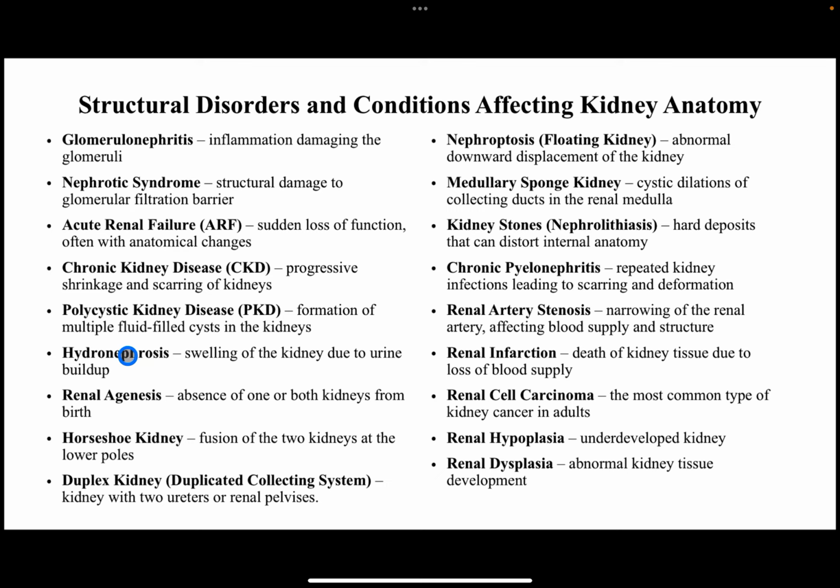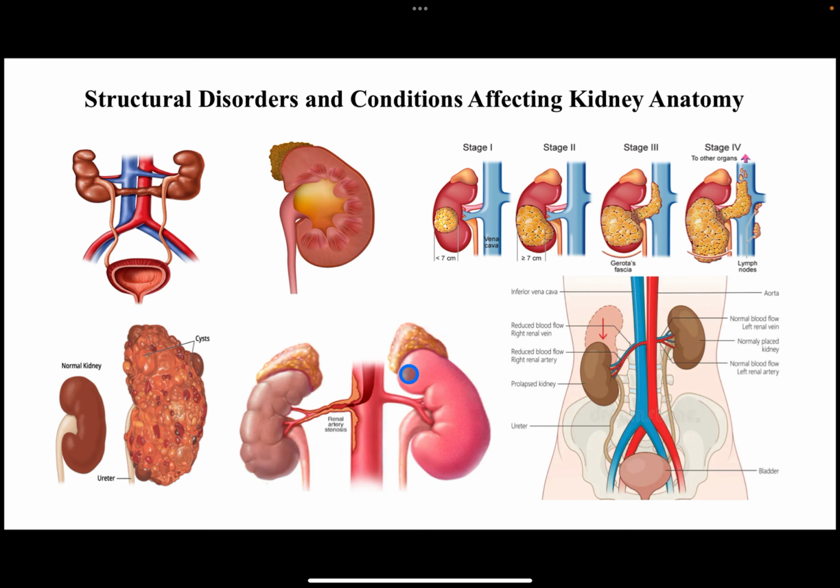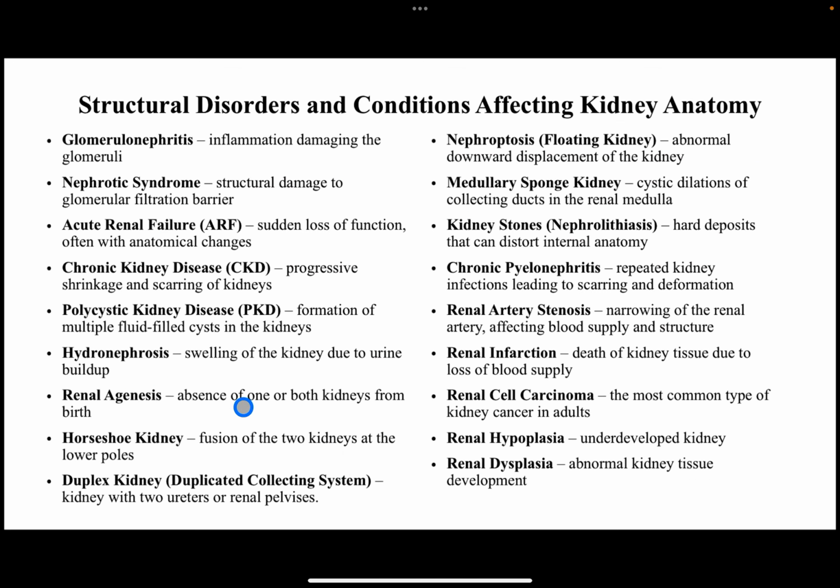We have hydronephrosis, a condition where we have swelling of the kidney due to urine buildup. The kidney swells up. We have renal agenesis, where there is absence of one or both kidneys. There are times someone can be born with just one kidney, or someone can be born without any kidney. There is absence of kidney. We call that renal agenesis.